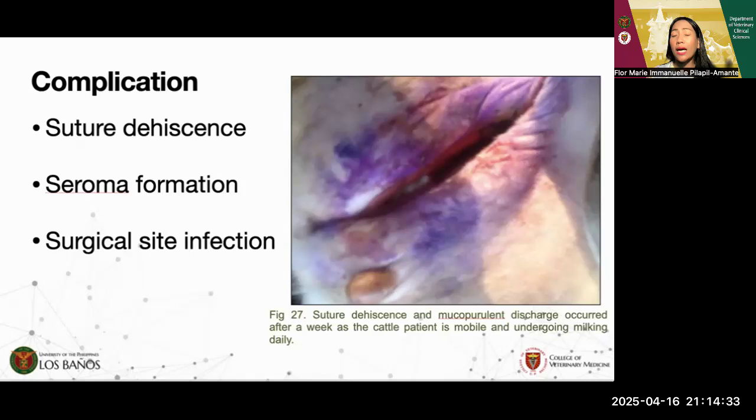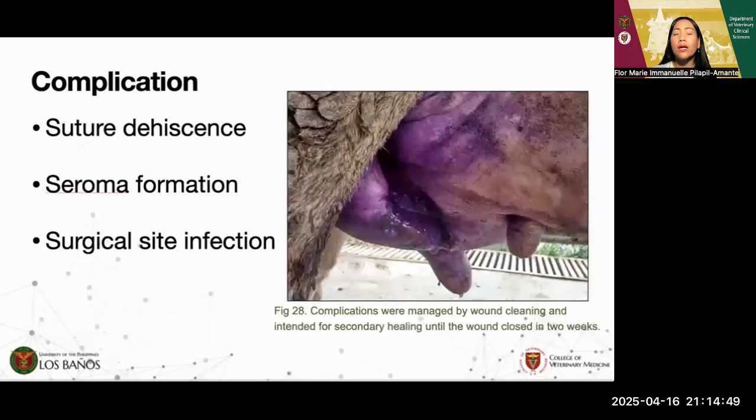Seroma formation may happen if there is any dead space left inside, and also pus formation can readily happen if the surgical site was not properly attended to on a daily basis. The complications that happened in the cattle patient were managed by wound cleaning and left for secondary intention healing until the wound closed in 2 weeks.